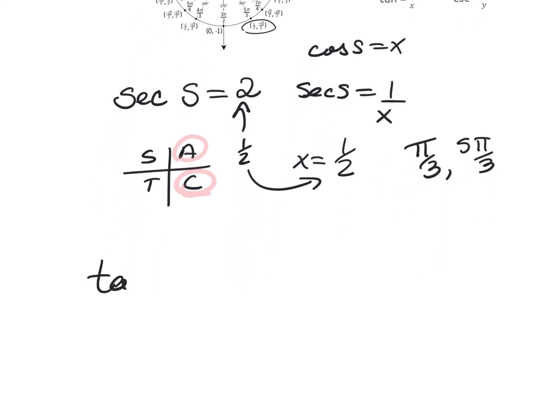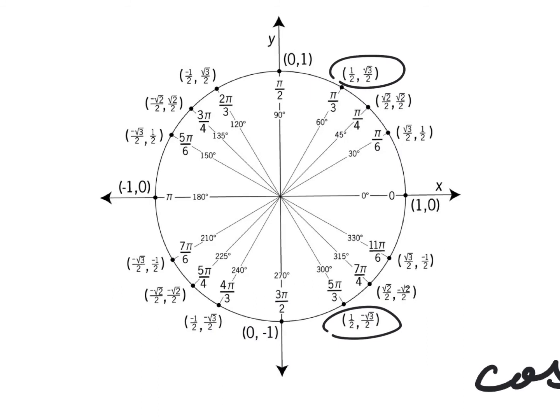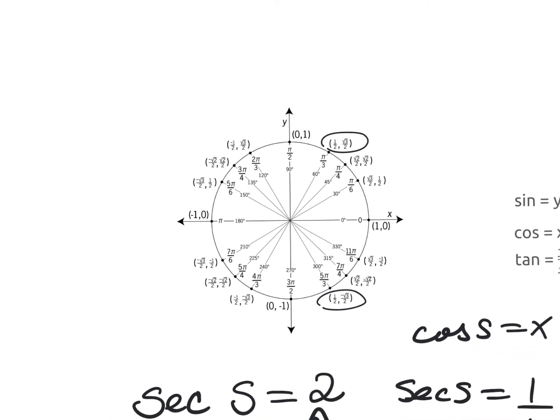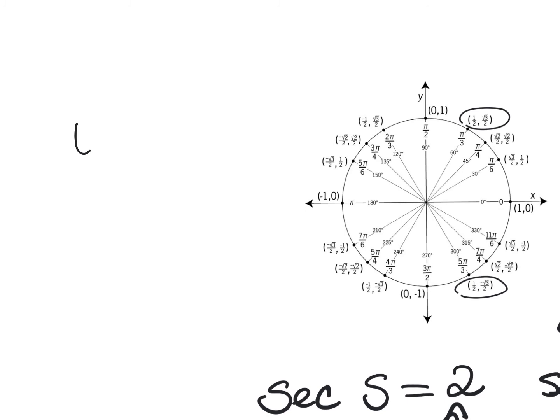Let's look for tangent of s where it equals the square root of 3. If you look at your unit circle, there are no numbers on here that are just the square root of 3. However, remember that tangent is equal to y over x. What you could do to make things a little easier for yourself is notice that in the unit circle, there's only 3 sets of ordered pair types.